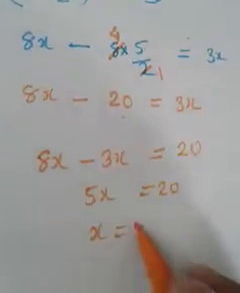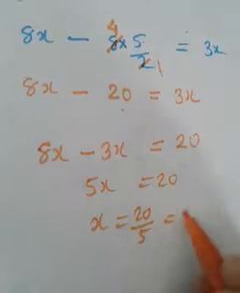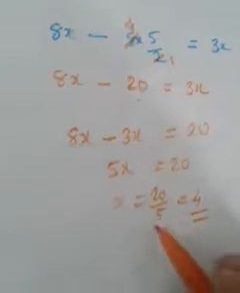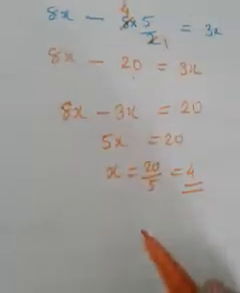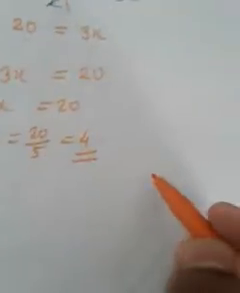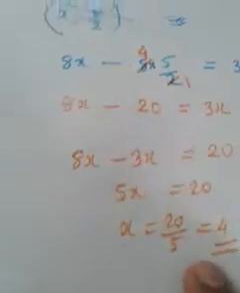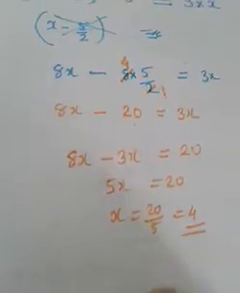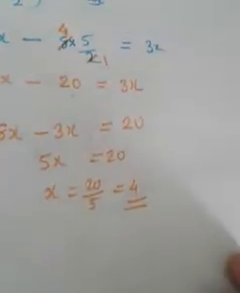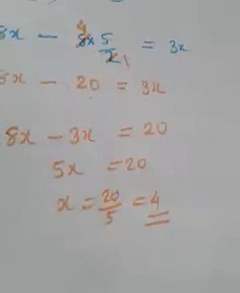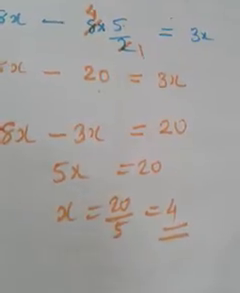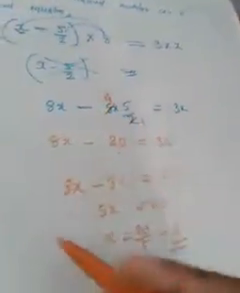Then what is the value of x? 20 by 5 is equal to 4. So we got the value of x as 4, and you can write the conclusion. So she thought about the number 4 because we considered it as x, no? We got the number as 4. That means she thought of the number 4, or the required number is 4. This is the solution. As I mentioned, there are two methods of solving. So this is one method, and one more method I will introduce.